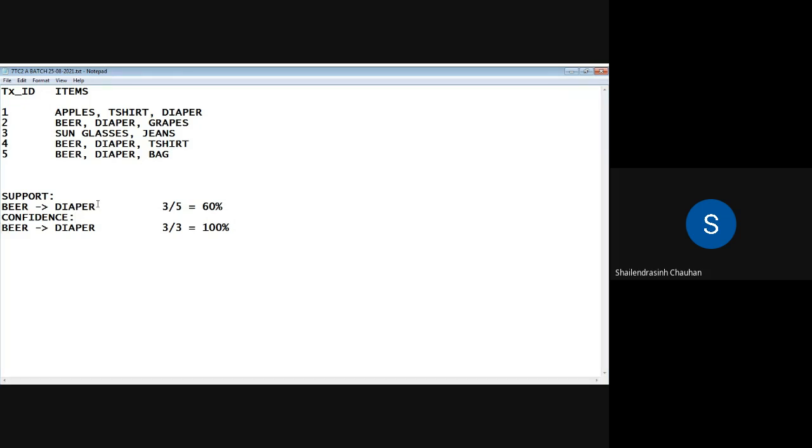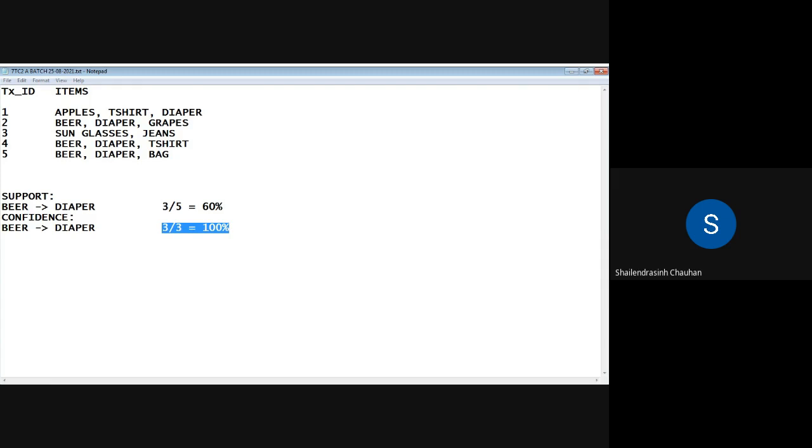While finding out the confidence, we are not going to consider all the transactions. We are only considering those transactions which are having beer, that is the items on the left only. In the left, we are having only one item, beer. So in how many transactions are we having beer? 2, 4, 5. So in 3 transactions, we are having beer. Out of those 3, how many are also having diaper? 2, 4, 5, all 3. So that is the confidence, 100%.